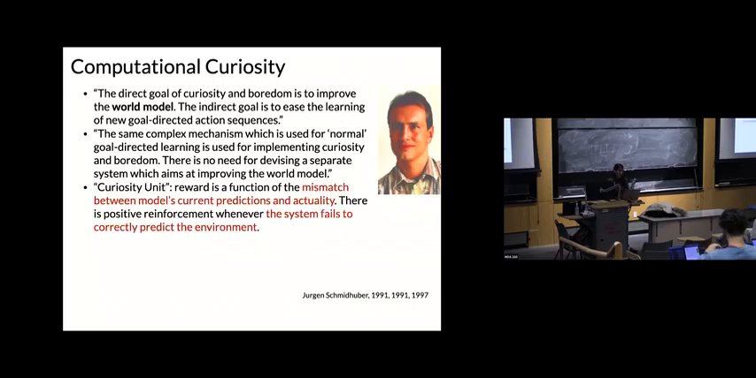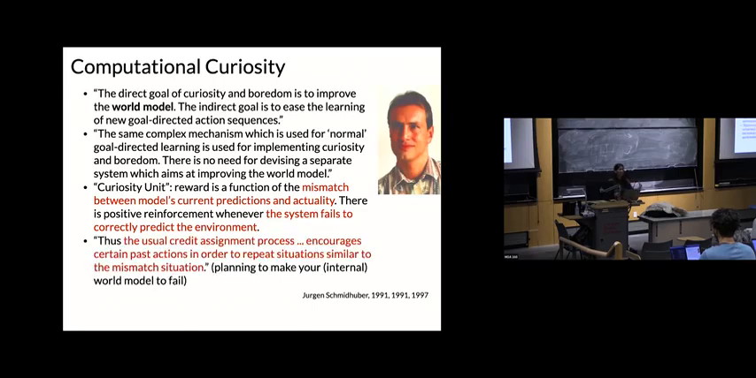So what is that curiosity unit? Well, it's a reward that you get once you see a mismatch between what your model thinks about the world and what the actual world is. Exactly what we wrote. And you get a positive reinforcement if the system fails to predict the future. So you like when you are surprised, okay? Does this make sense?